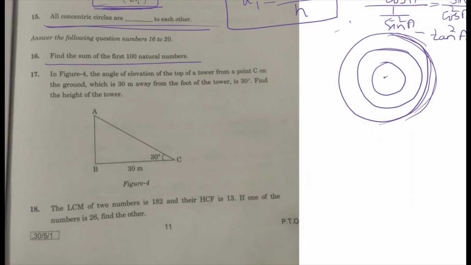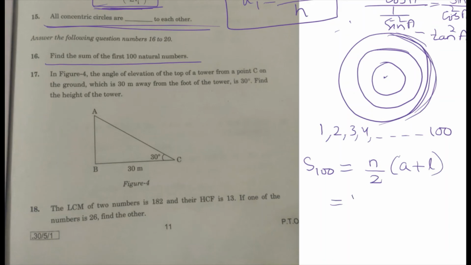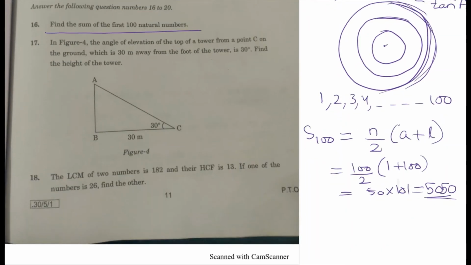The sum of first 100 natural numbers. So the sum of first natural numbers indicates 1, 2, 3, 4, and so on up to 100. So we need to find the sum of 100 natural numbers. We can apply the formula n by 2 into (first term plus last term), that equals 100 by 2 into (1 plus 100). This is 50 into 101, which is 5050. So 5050 is the sum of first 100 natural numbers.